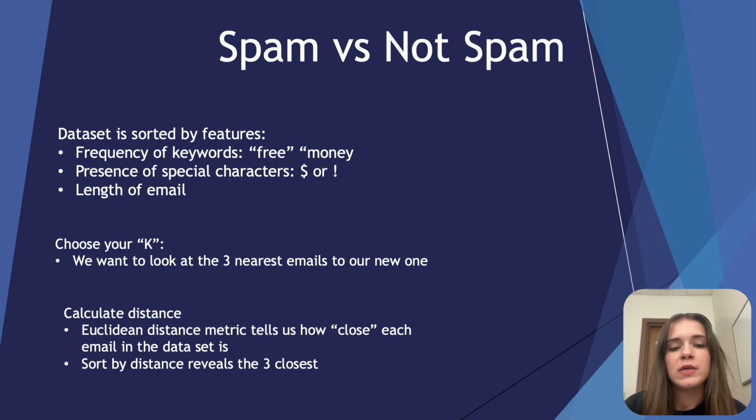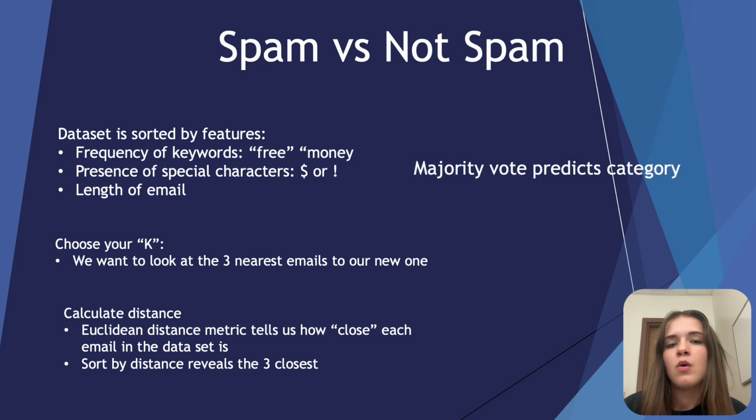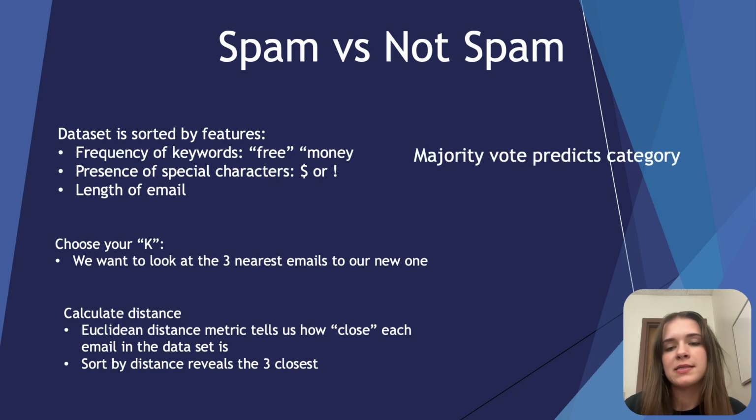And then we sort by distance to reveal which ones are closest, or most similar, or nearest to the new email that we're trying to classify. And then let's say we said 3 was our K, 2 of those neighbors are labeled as spam, 1 is labeled as not spam. Like I said, majority vote predicts the category, so if 2 are spam and 1's not, then we would predict that the new email is spam.